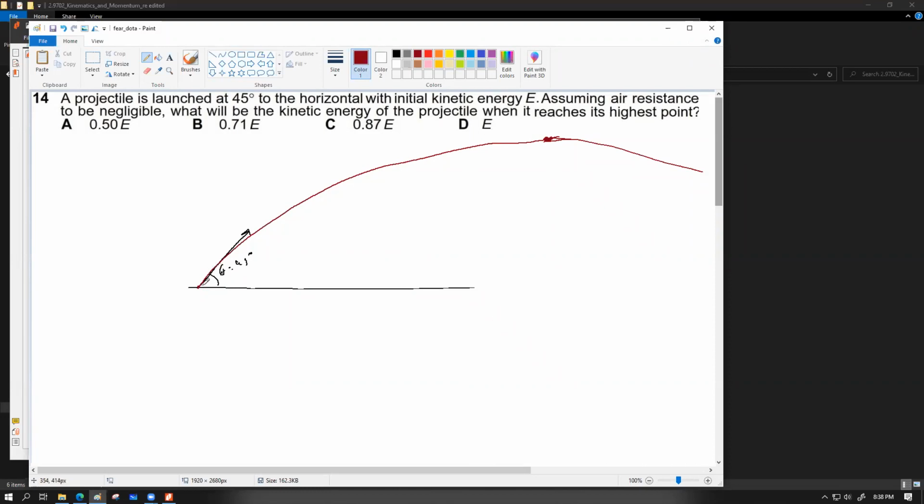This is the part that I really need you to understand. If we divide this initial velocity, let's say u, as ux and uy, at the highest point, uy will become zero. That's why we call it the highest point. But ux will remain unchanged because air resistance is negligible. So the kinetic energy available to this particle at this point will essentially be by virtue of the ux part. The uy part is completely gone.